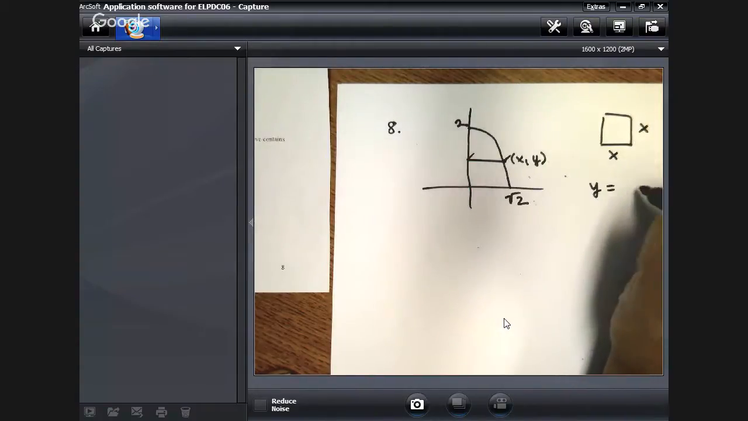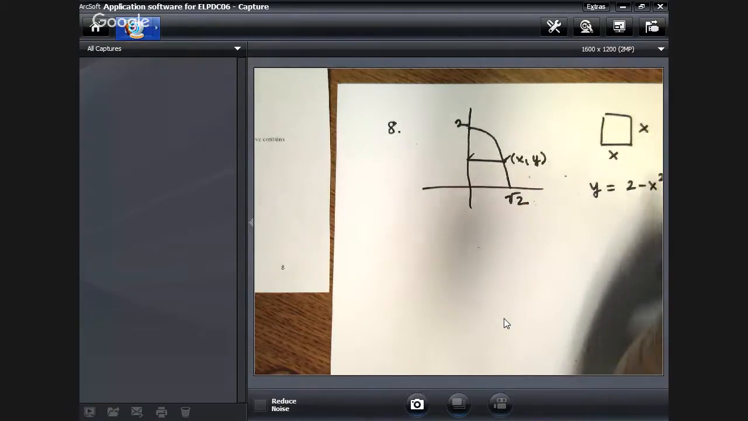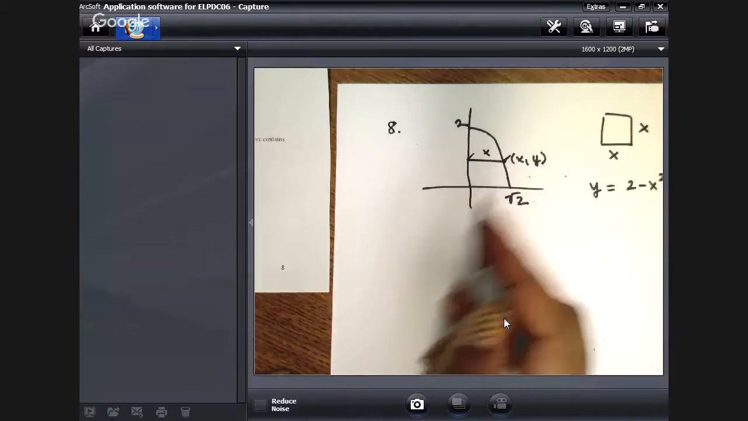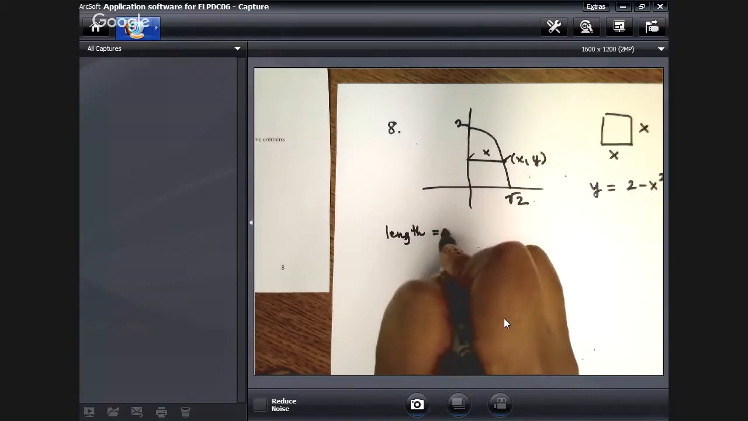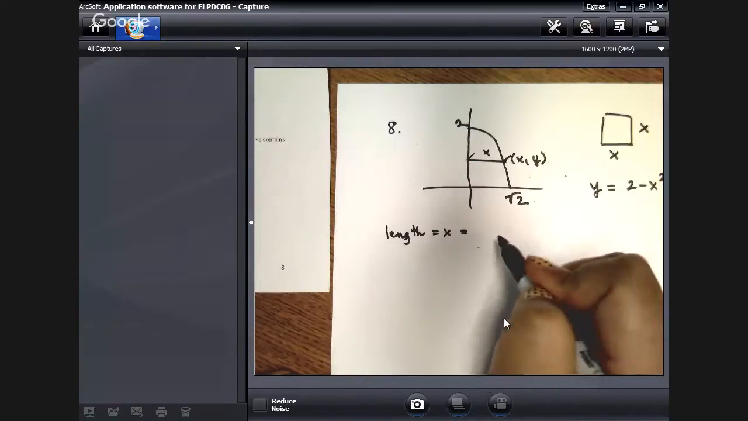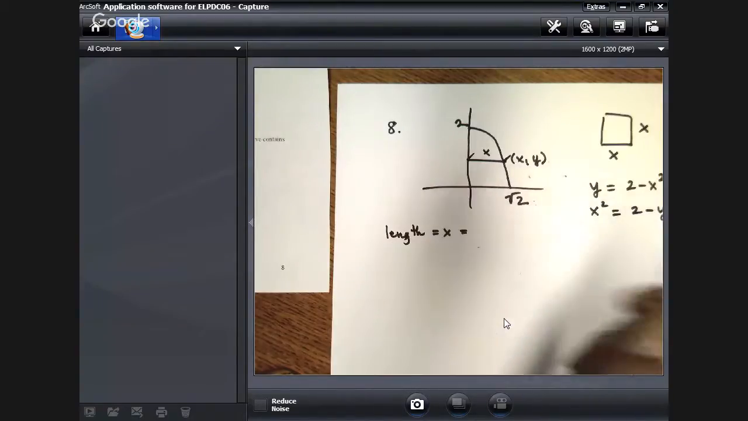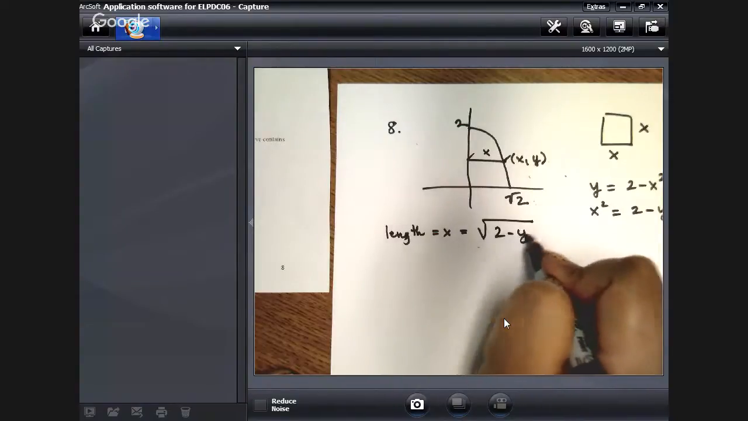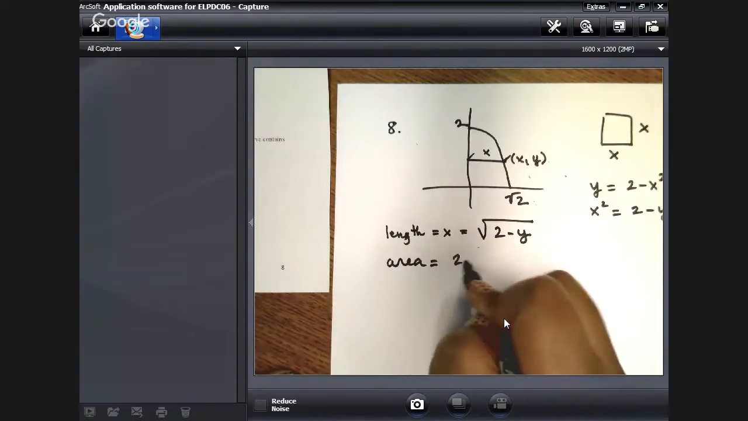And since y is equal to 2 minus x squared, I want this to come out to be equal to, okay, this length is x. So the length of a side is x, which is going to be equal to the square root of 2 minus y. So the area is equal to 2 minus y.